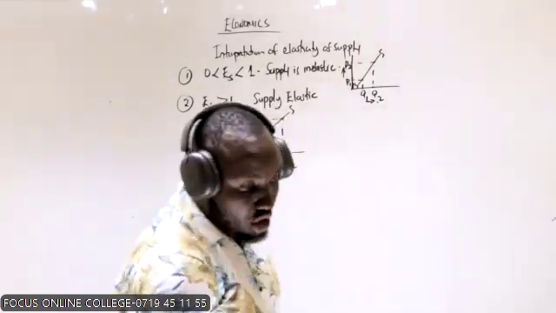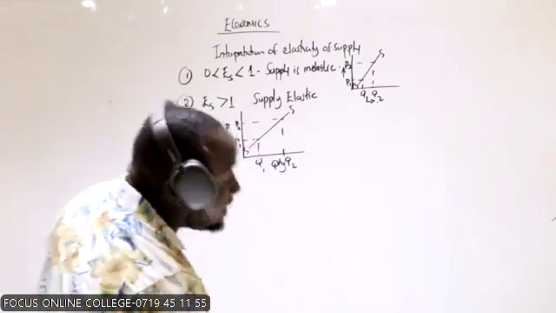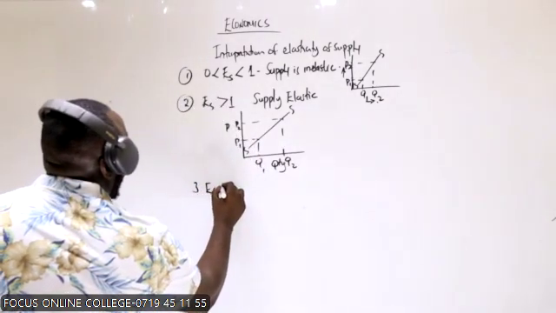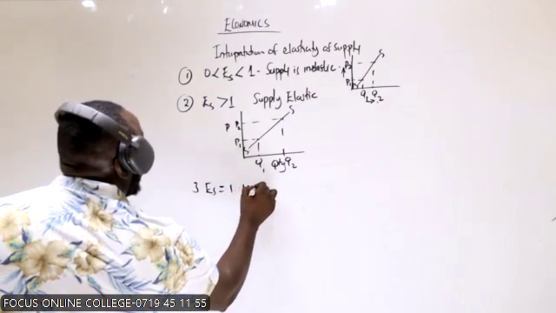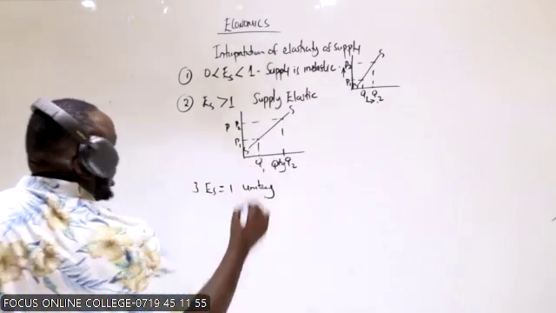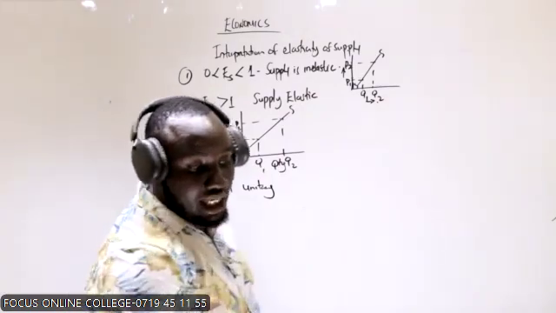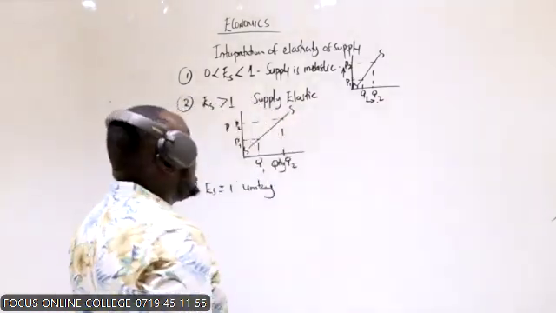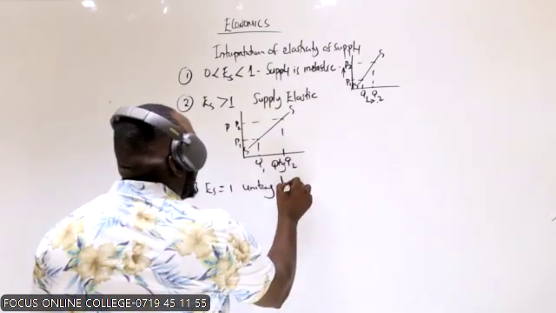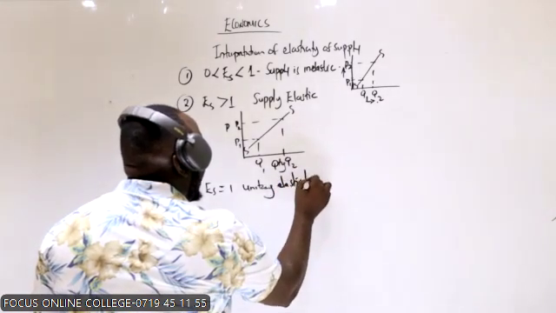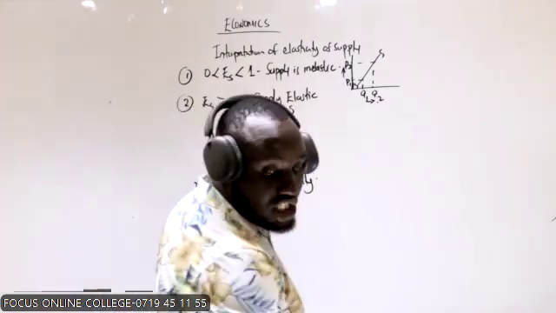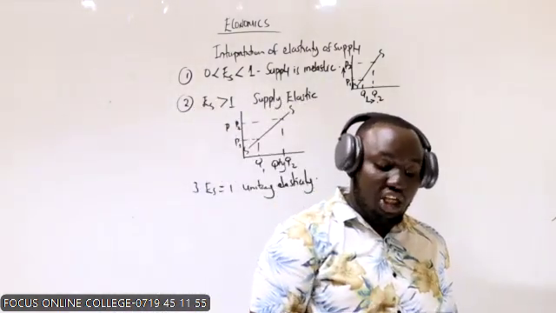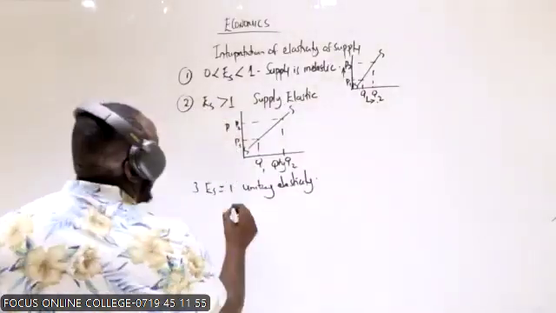Then when elasticity of supply is equal to 1, we call it unitary elasticity. So the change in price is the same as the change in quantity supplied. The change is in the same dimension, in the same ratio together.